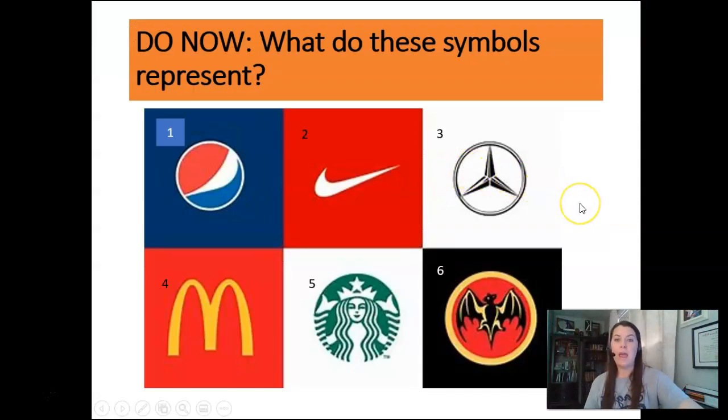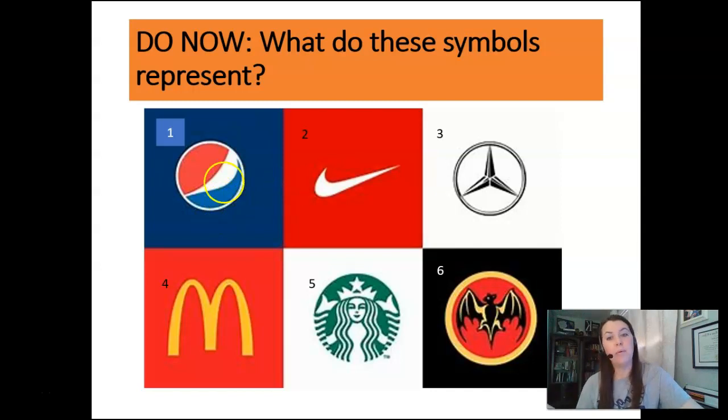So take a minute and look at this screen and just think about in your head, what do these symbols represent? As you're looking at each one, you probably have something that comes to mind because these are really common symbols. These are things that we know. We know what they stand for. There's no words on any of them, but we can immediately look at that symbol and know that it represents something else. It means something else.